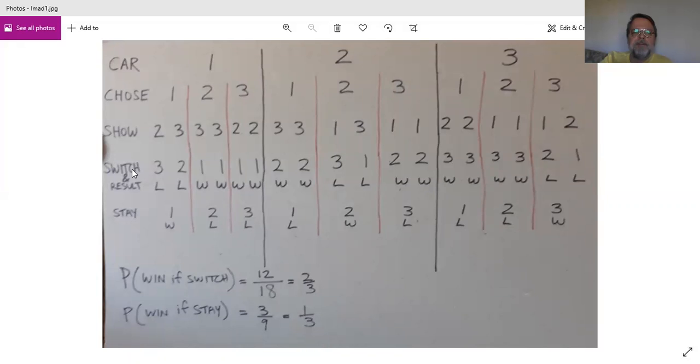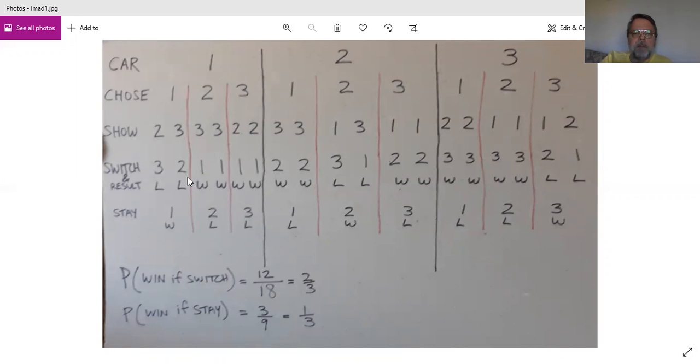Now, what happens if I switch doors? If the car is behind one and I chose number one, if I switch, with two being opened, I have to switch to three. If three has been opened, I switch to number two. Same logic. If the car is behind one and I chose two, he shows me number three. If I switch, all I can switch to is number one. Okay. So logically, I filled all this in.